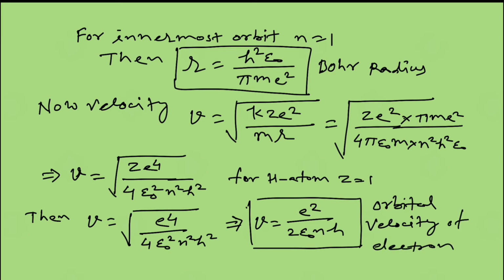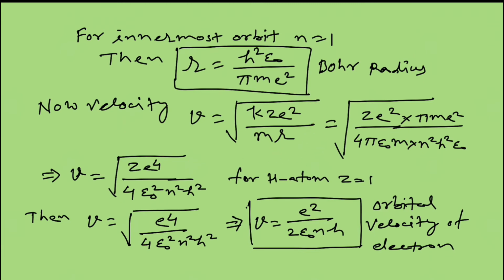Just go through the steps once again so that you can understand in a better way. This is the innermost orbit radius of the electron in the hydrogen atom, and this radius is known as Bohr radius. The formula for velocity from Rutherford's atomic model is v is equal to under root kZe square upon m r.